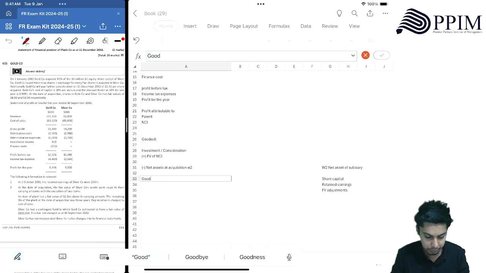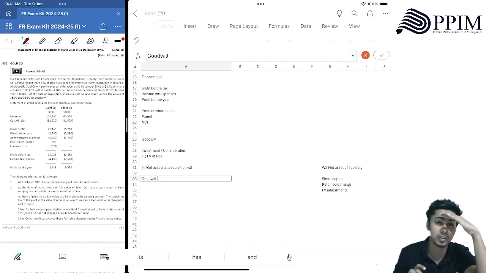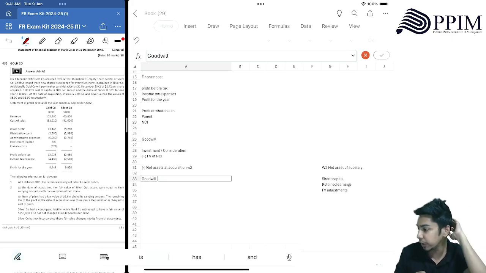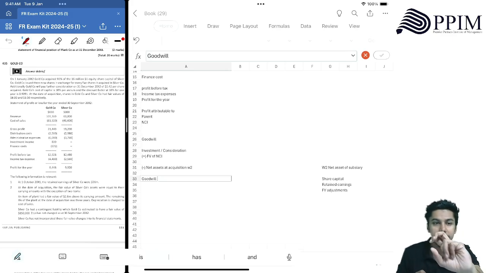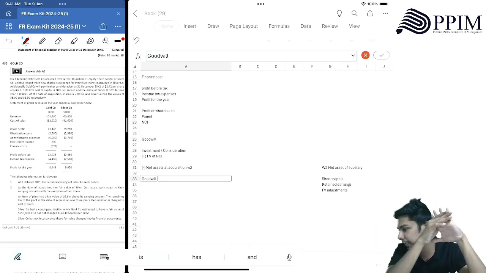Now normally when you do SOFP, working number 1 is group structure, working number 2 net assets of subsidiary. But when we do income statement, the net assets of subsidiary we are not preparing separately. We just start with working number 1 group structure, working number 2 NCI profit, and we start the question. The net assets of subsidiary working we normally don't do when it comes to income statement, but we do when it comes to SOFP. That's why separately we are doing that part. Are you okay with that? Why are we doing that separately?